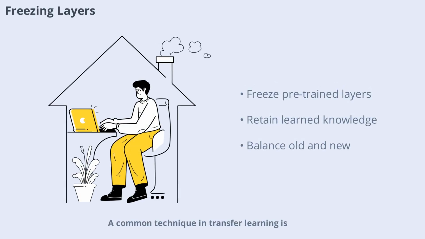A common technique in transfer learning is freezing some layers of the pre-trained model. This means keeping their weights fixed during training, so only the new layers you add are updated. Freezing layers helps retain the valuable knowledge learned from the original task, while allowing your model to adapt to the new one. It's a simple yet effective way to balance old and new information.